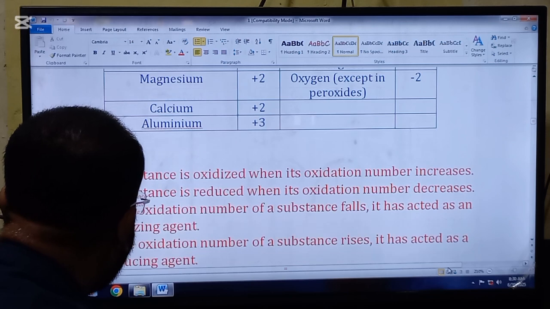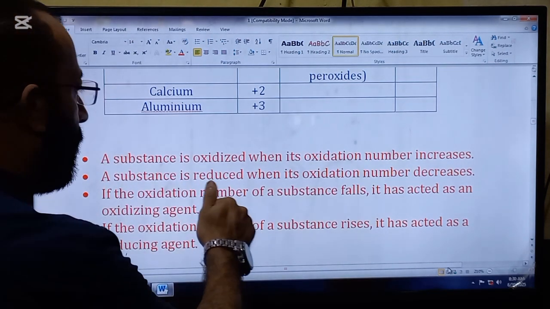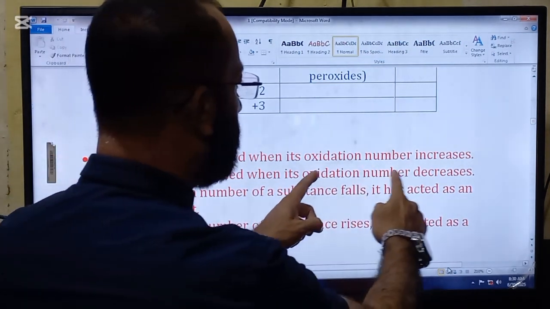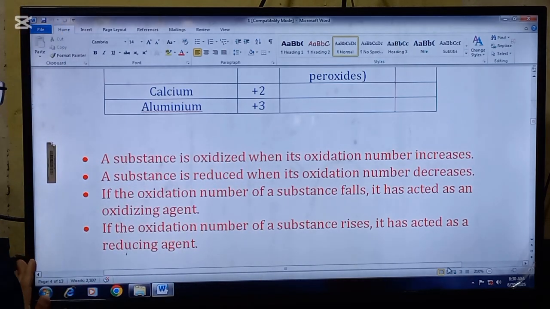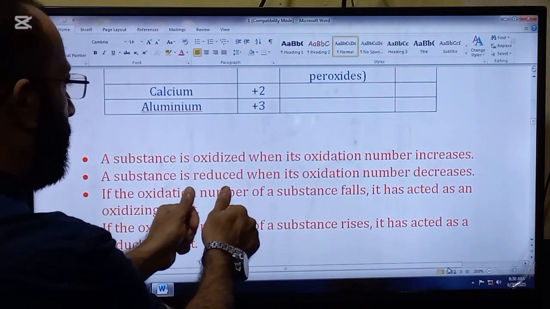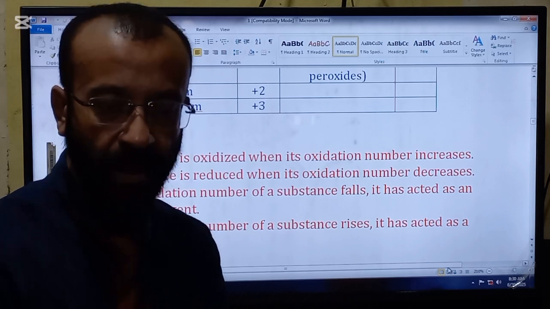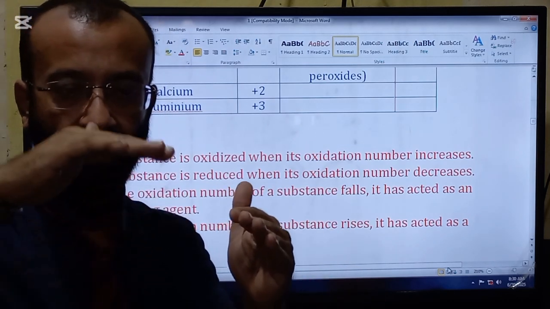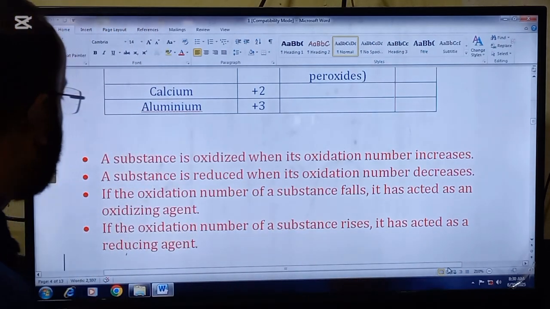Okay, next we are going to read: a substance is oxidized when its oxidation number increases. So if the oxidation number increases, the substance will be oxidized, and if the oxidation number decreases, the substance will be reduced. So this is the vice versa process. Oxidation number increases, substance will be oxidized. If oxidation number decreases, substance will be reduced.